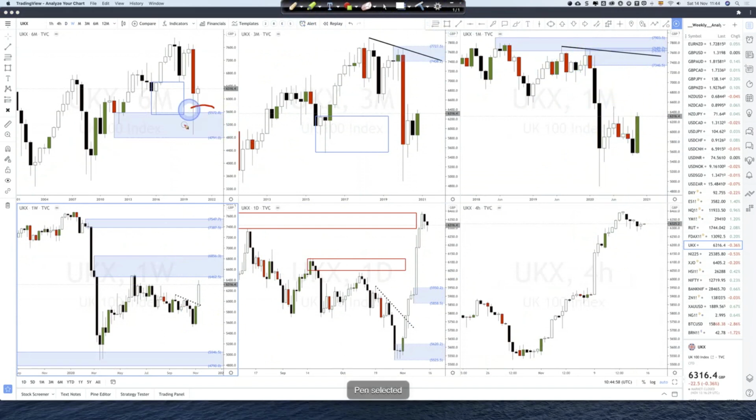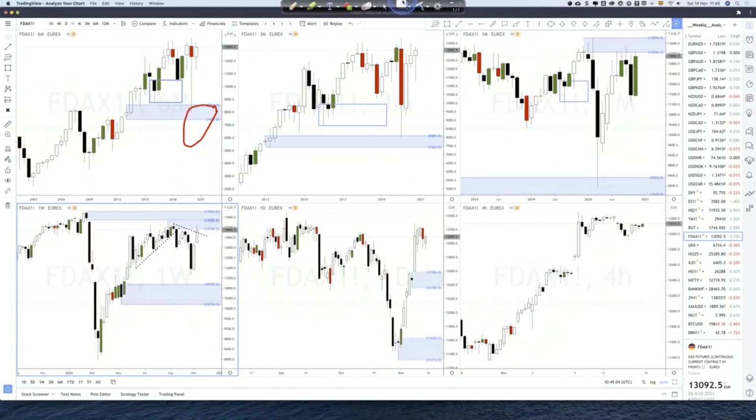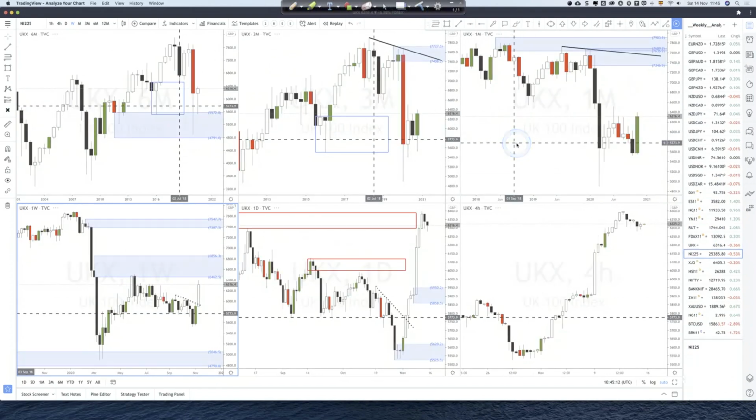And we also have the 6 months area of demand in control, which is what we had on many other indexes like DAX and Nifty 50 and all that. So long bias on all indexes.